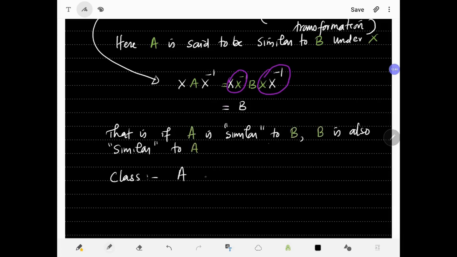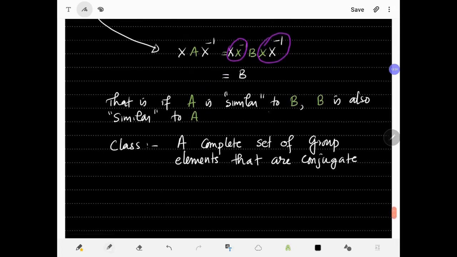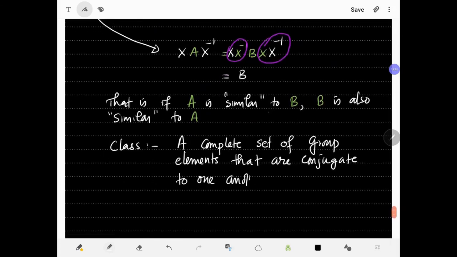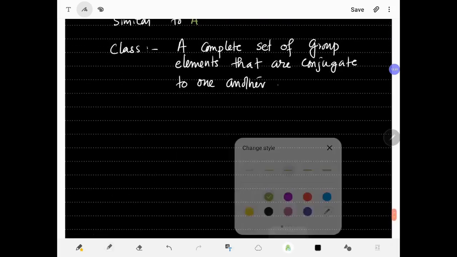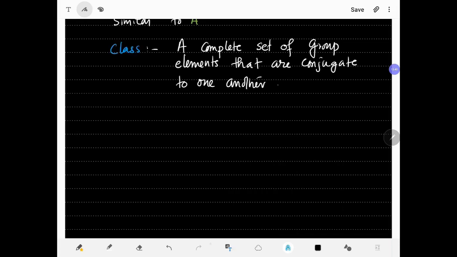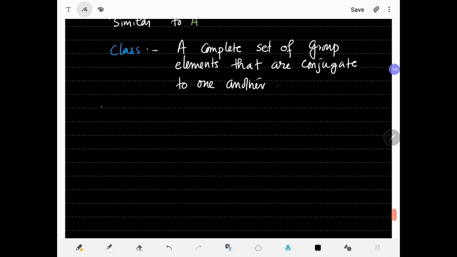So having said that, let me define a class. A class is a complete set of group elements that are conjugate to one another. That means if you have some, say, 6 elements, there may be 3 elements which are conjugate to each other. Then we say all these 3 elements form one class. Similarly, the other 2 may form another class. Sometimes a single element forms a class of itself. This is usually the case with identity element. Identity element always forms a class of itself.